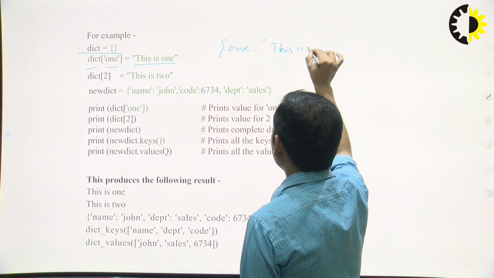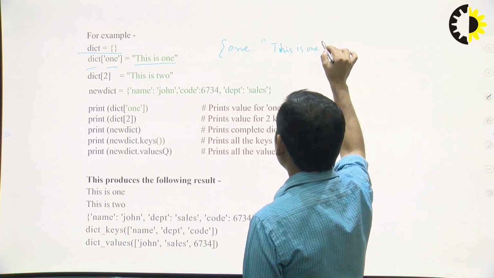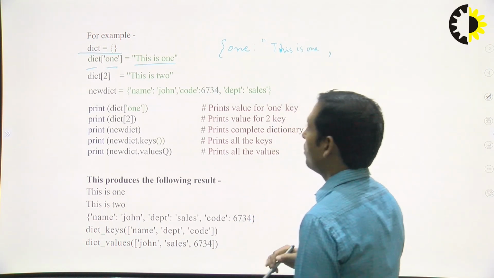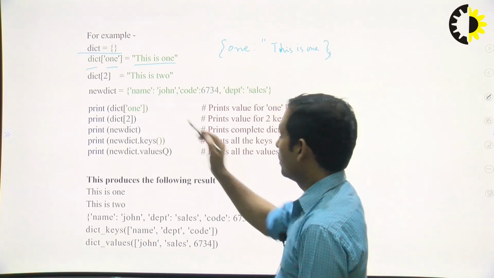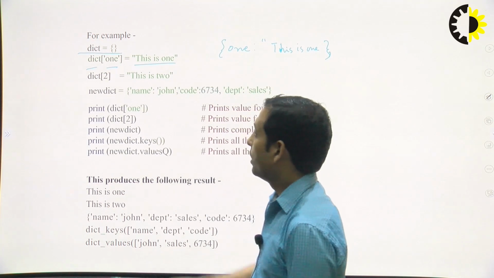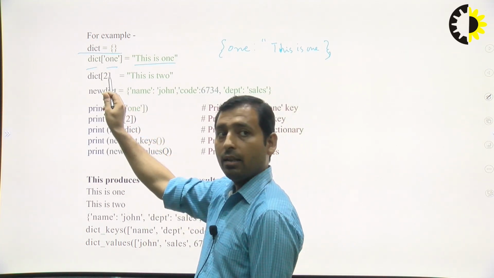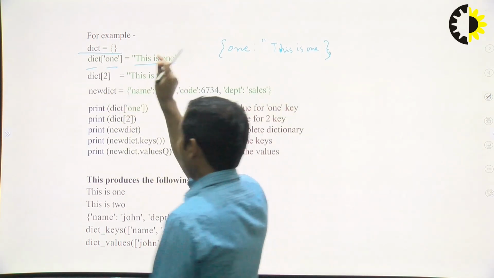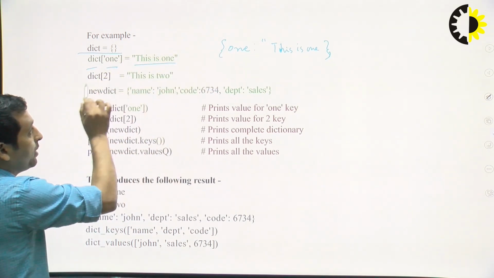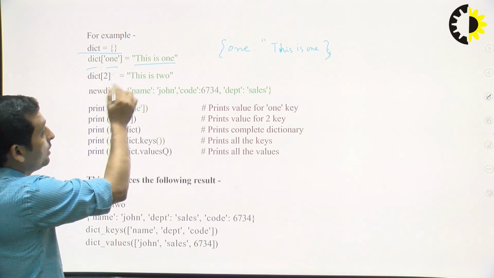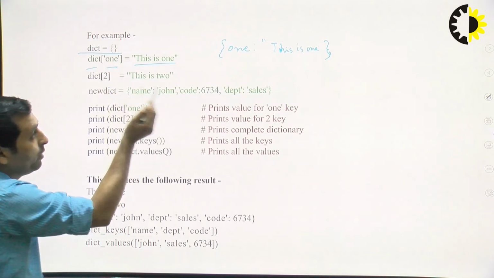This is the first item in the dictionary, 1. Now the second item we are assigning. If the key is present in the dictionary, then the new value will be assigned. If not present, then this key and value pair will be added.